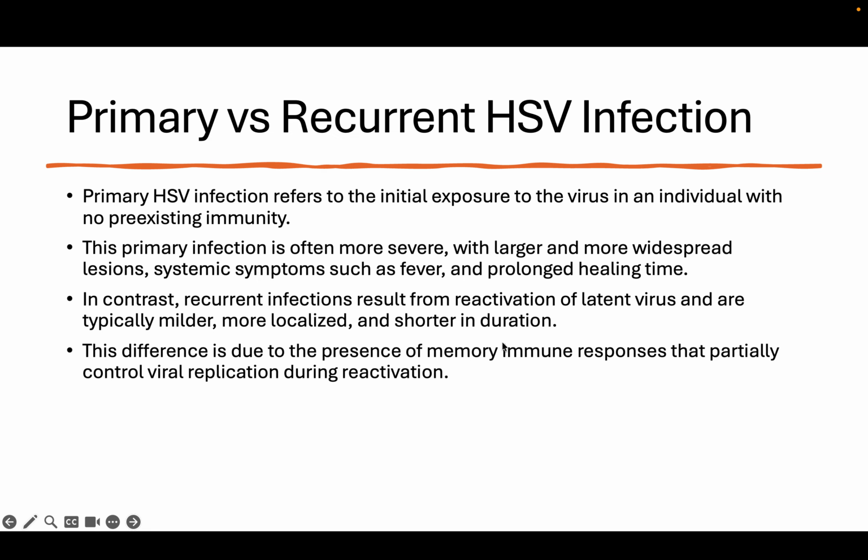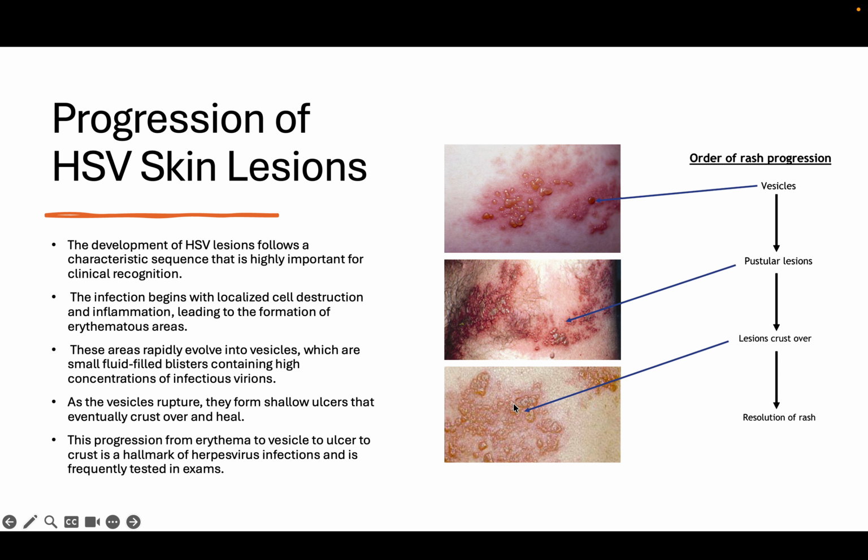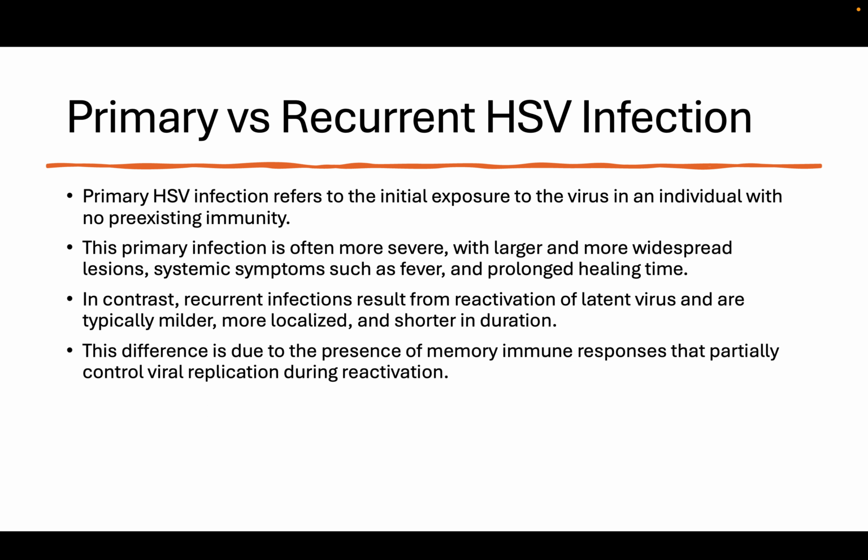But once it goes into latency and then gets reactivated, the secondary infection in your epithelial cells is much milder, because now you have B cells and T cells that are controlling it and being able to kick it out. So usually the first infection has quite a lot more of these vesicles compared to your secondary, or rather, your reactivation of the virus.